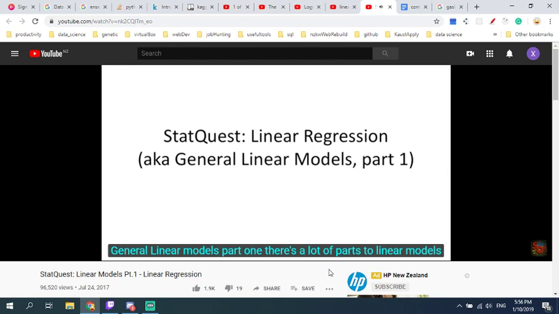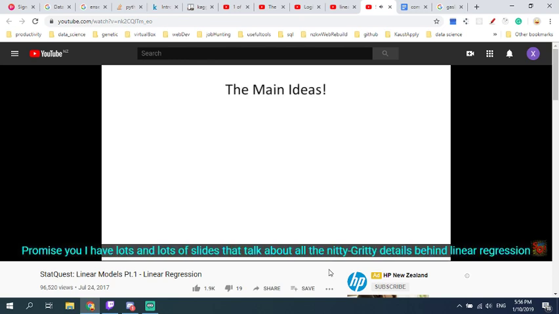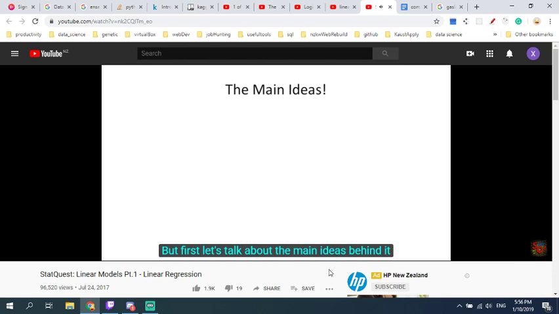There's a lot of parts to linear models, but it's a really cool and powerful concept, so let's get right down to it. I promise you, I have lots and lots of slides that talk about all the nitty-gritty details behind linear regression. But first, let's talk about the main ideas behind it.